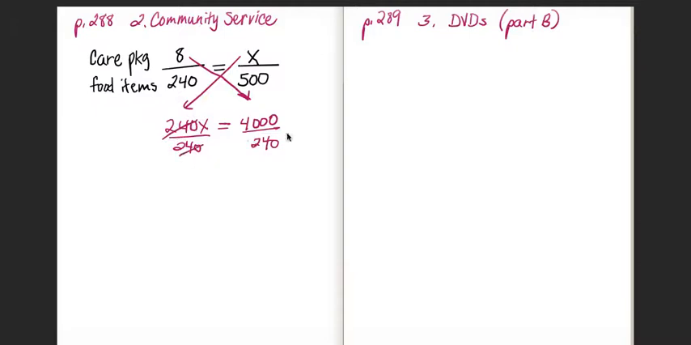Cross out your 240s. If you want to, you can cross out these zeros by dividing by 10, and then out to the side you would divide 24 into 400. See what you get. Once you've divided that, then it looks like you'll get 16 and 2/3 if you do it as a mixed number, and that would be the number of care packages.